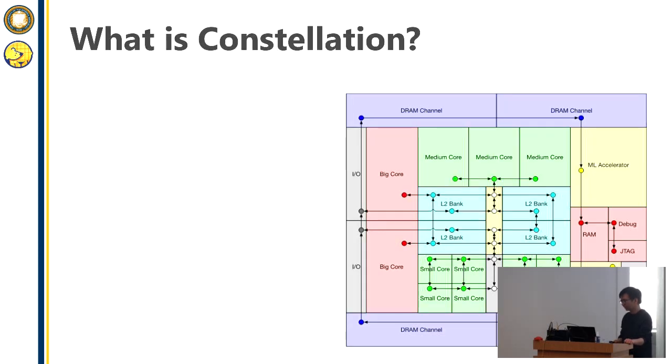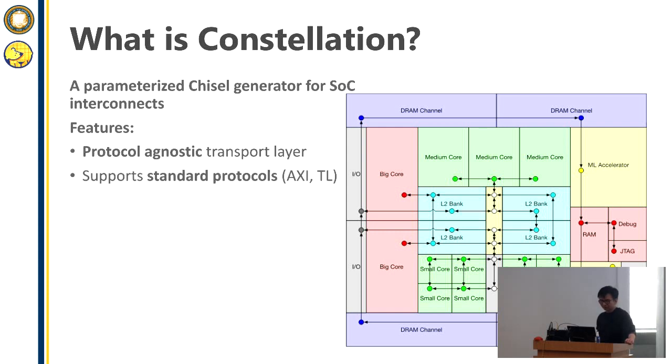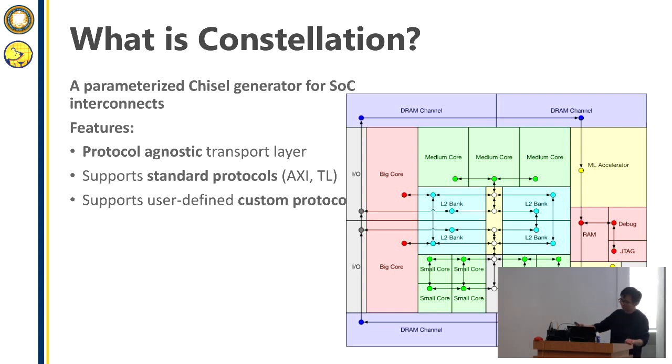So after a semester or two, we built Constellation. This is a parameterized Chisel generator for SoC interconnects. We tried to achieve most of the goals we set out earlier. It's a protocol-agnostic transport layer. Out of the box, it provides support for AXI4 and TileLink, but you can extend it with your own custom protocols that run on top of the base NoC. It is highly parameterized, so you can build highly irregular, complex NoC topologies like the one you see on the right. It's kind of an imaginary chip, but you can see here that this is not a regular 2D mesh or ring architecture on the network on chip.